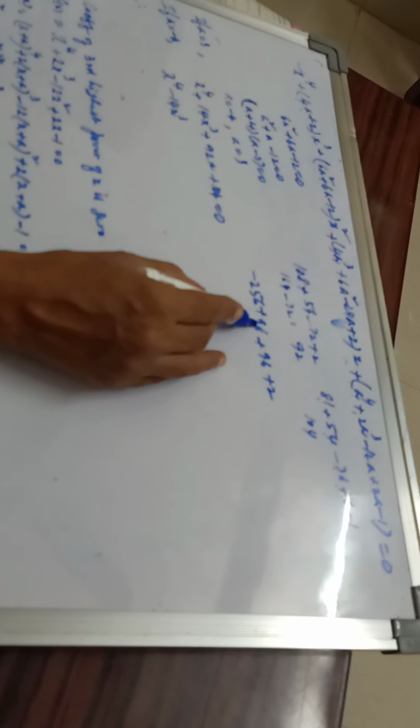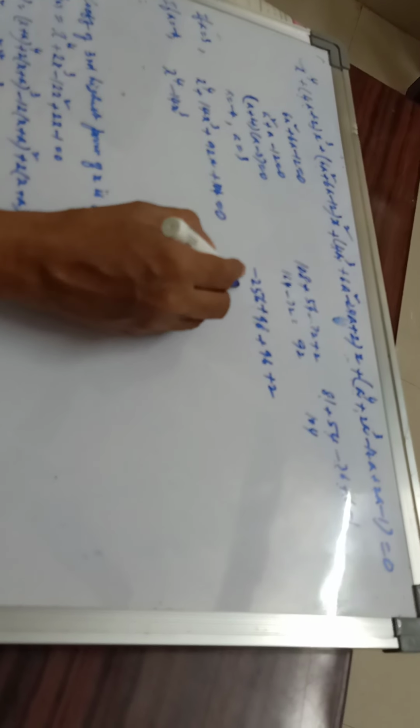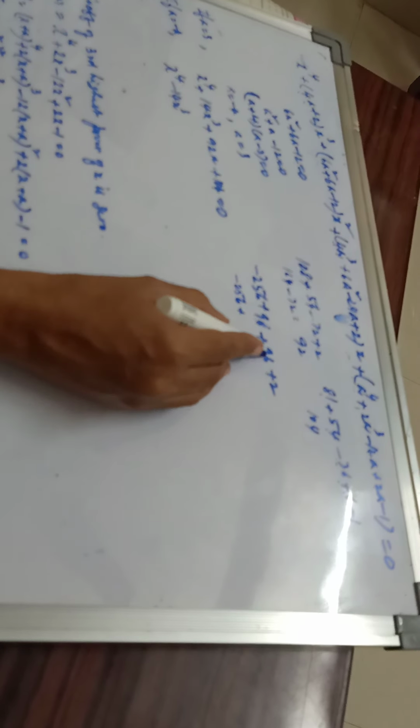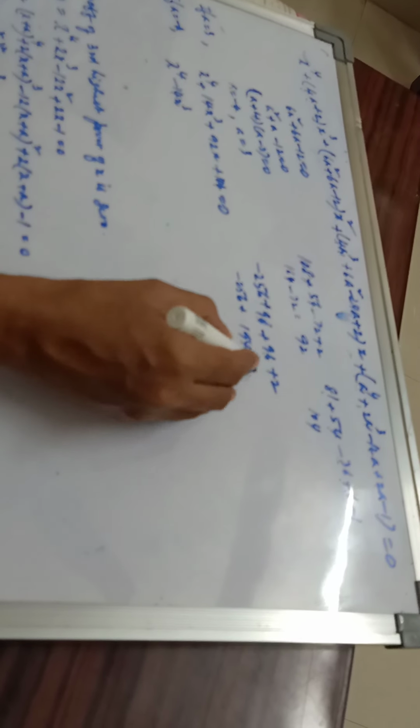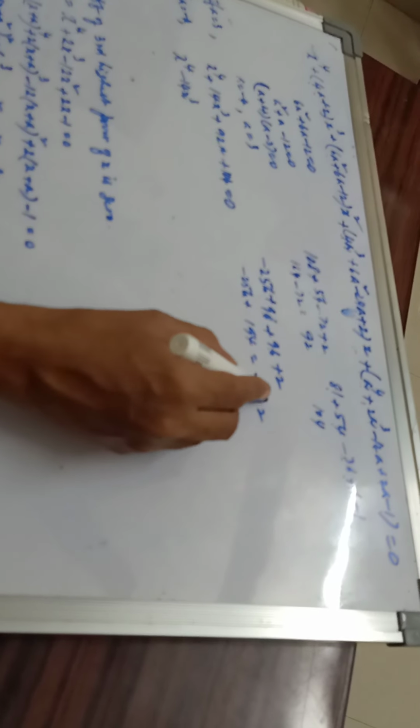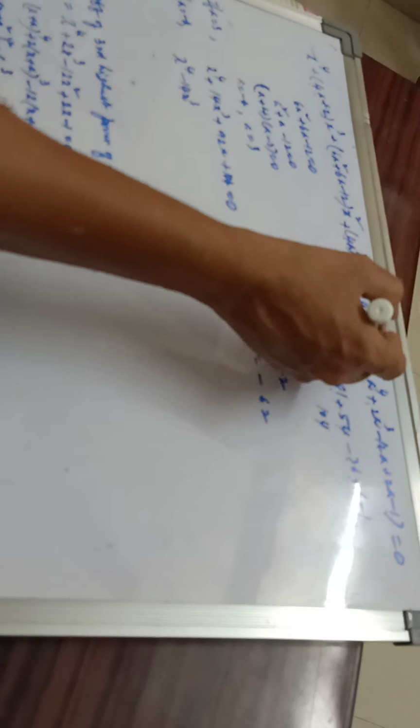Now these three are positive. This is the only negative term. So minus 256. Sum of these three is 12, 14, 19. This is minus of 6 minus 4 is 2, 6. Minus 62x.